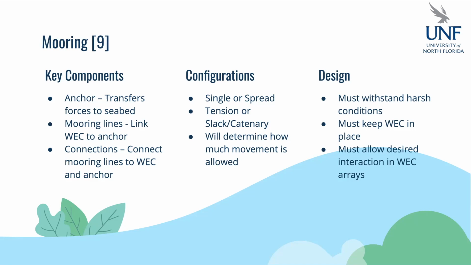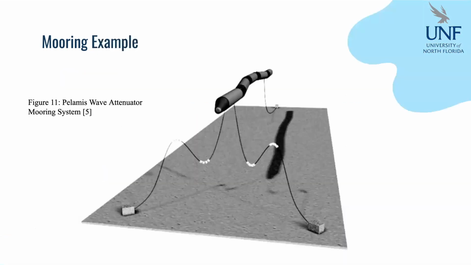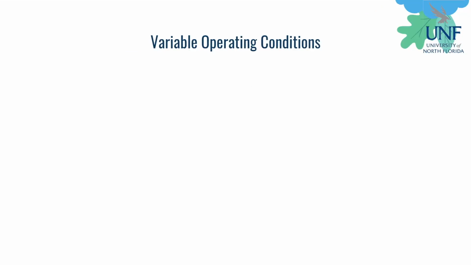When choosing what kind of anchor, mooring line, or connection you're using, you have to keep in mind the conditions that you expect. You have to keep in mind what sort of movement you're going to allow. And if you're using multiple units in an array, you have to keep in mind how one unit will interact with the wave, how that wave will be impacted by that movement when it hits the next unit. Also, if you're needing to remove one unit from an array, is it still possible with your current mooring configuration? Here's an image of the Polaris wave attenuator that we talked about a little bit earlier. They're using a spread system because they have multiple mooring lines, and they're using a slack system because those lines aren't tight.